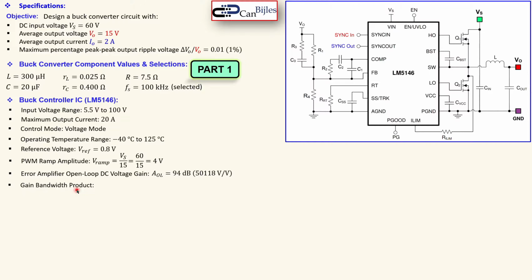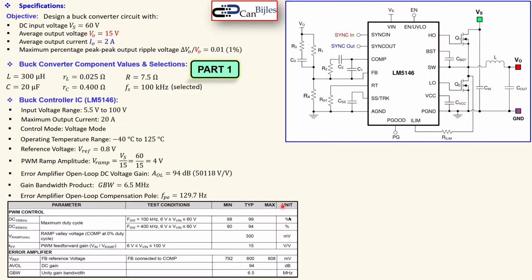And the gain bandwidth product from the datasheet was 6.5 megahertz, but you can now use the open loop DC voltage gain and the gain bandwidth product to calculate the error amplifier open loop compensation pole, by knowing that the gain bandwidth product is the open loop DC voltage gain times the pole, which will give you 6.5 megahertz. So that will then be approximately 130 hertz if you calculate this.